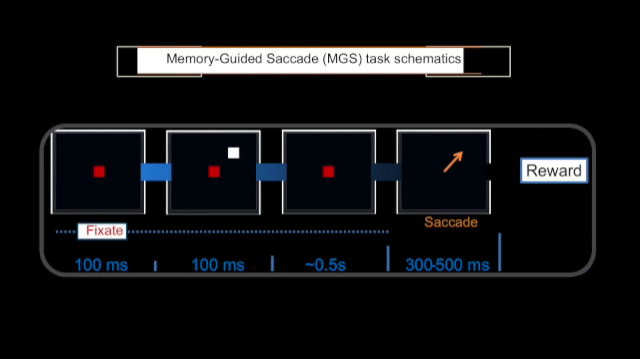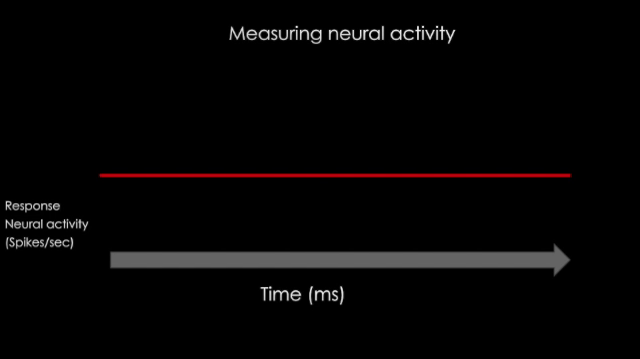Now you have to move your eye to the remembered location. That's why it's called memory-guided saccade. So now I check how good your visual response is, and also I will know how good your memory is, or that neuron's memory is. So this is called a memory-guided saccade. This is a very typical visually guided saccade or visual experiment.